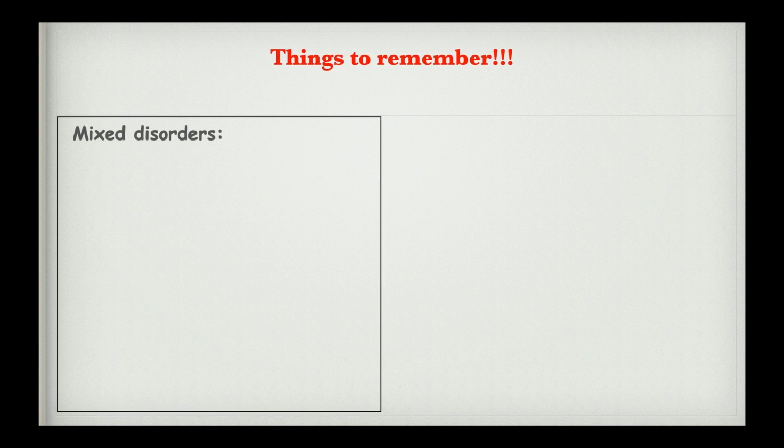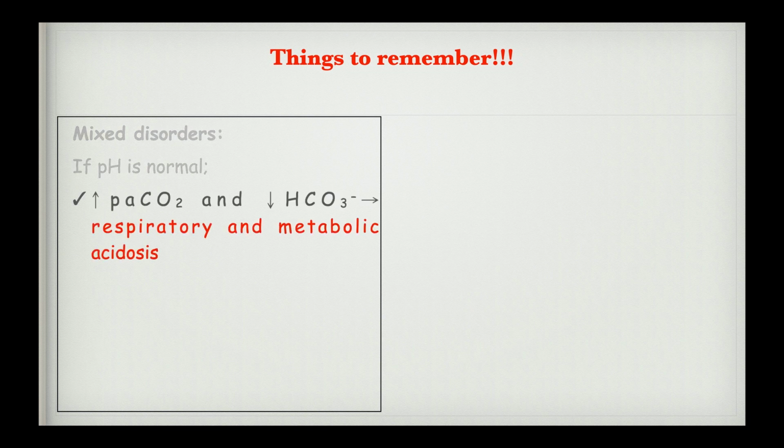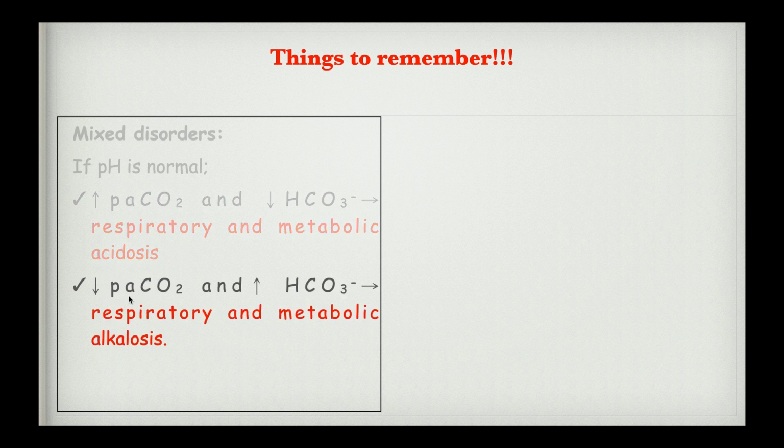Now, another important thing I need you to remember is what we call mixed disorders. This happens when we have a normal pH but abnormal carbon dioxide and abnormal bicarbonate. In this instance, we have a high carbon dioxide pointing to acidosis and a low bicarbonate pointing to acidosis as well. But we don't know the cause since the pH is normal, and so we say there is respiratory and metabolic acidosis.